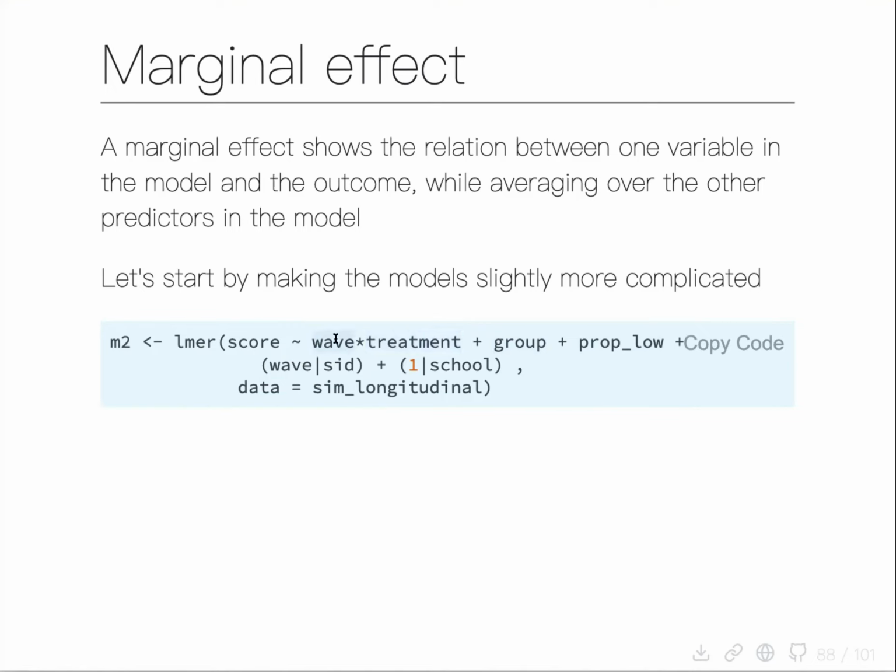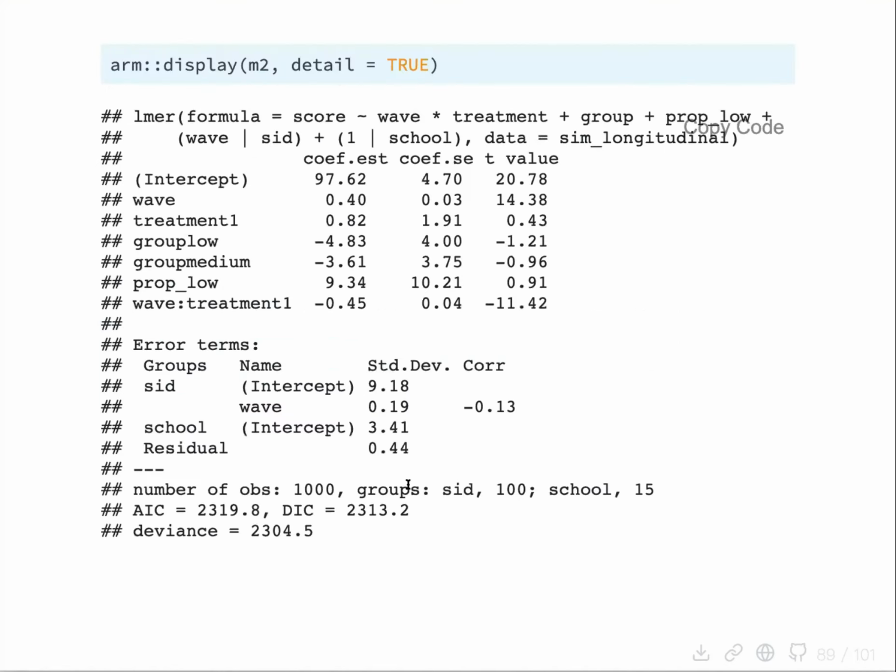Okay, so you have a student ID and then it goes 0, 1, 2, 3, 4, 5. Okay. All right, so here's the model. And I can look at this model like this, right? And we can see students started on average with a score of about 97.6.